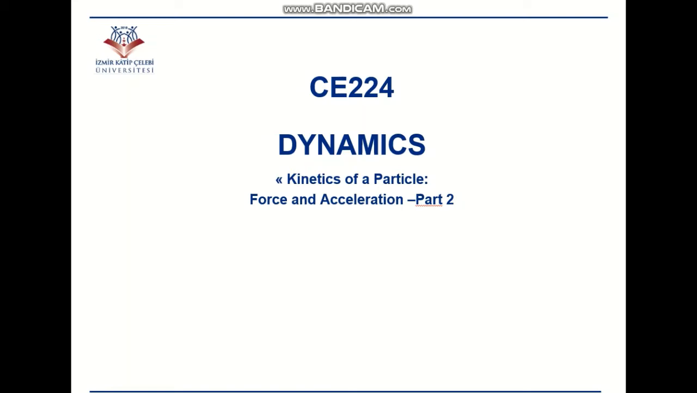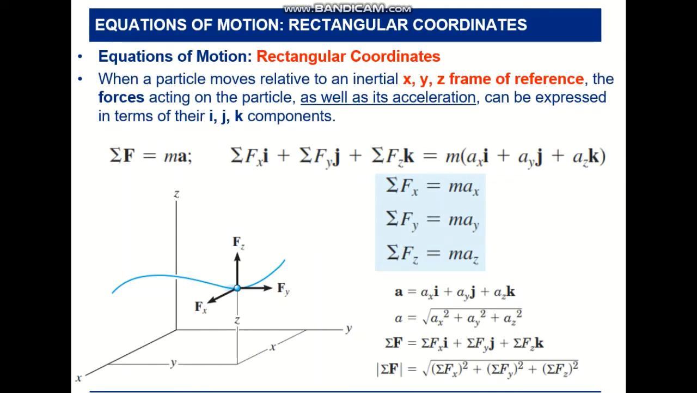All right, this week we will go through the kinetics of particle, force and acceleration, part 2. Let's remember what we did last week. Last week we went through the equation of motion in rectangular coordinates, and how we define it in i, j and k, the unit vectors in x, y, z directions.